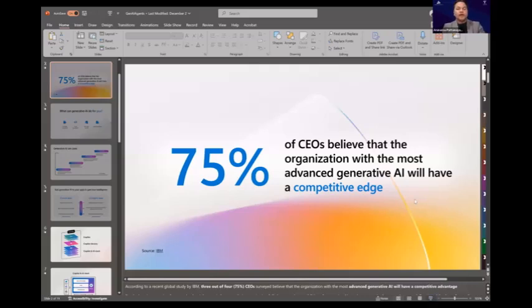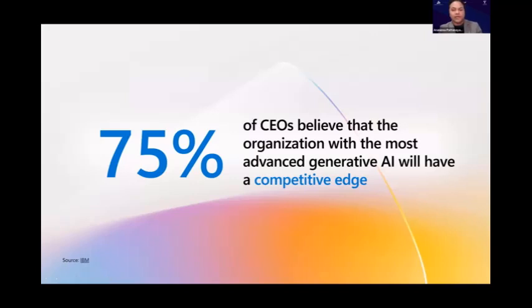Okay. So I'd like to start with a statistic based on research by IBM that 75% of CEOs believe that organizations with the most advanced generative AI will have a competitive edge. Now, the emphasis is on advanced, because this talk is going to be about the state of the art, the most advanced use case of Gen AI. And to form the baseline for that, why do you want to have the most advanced implementation?